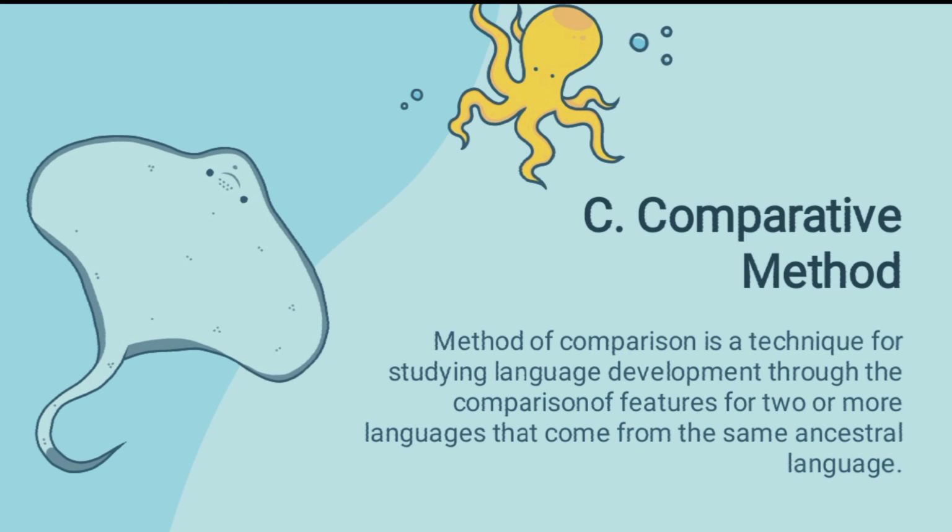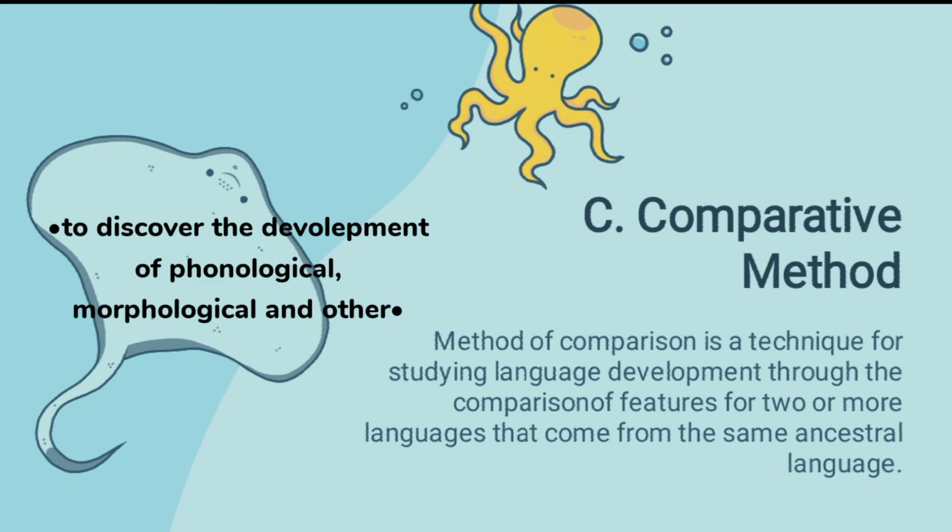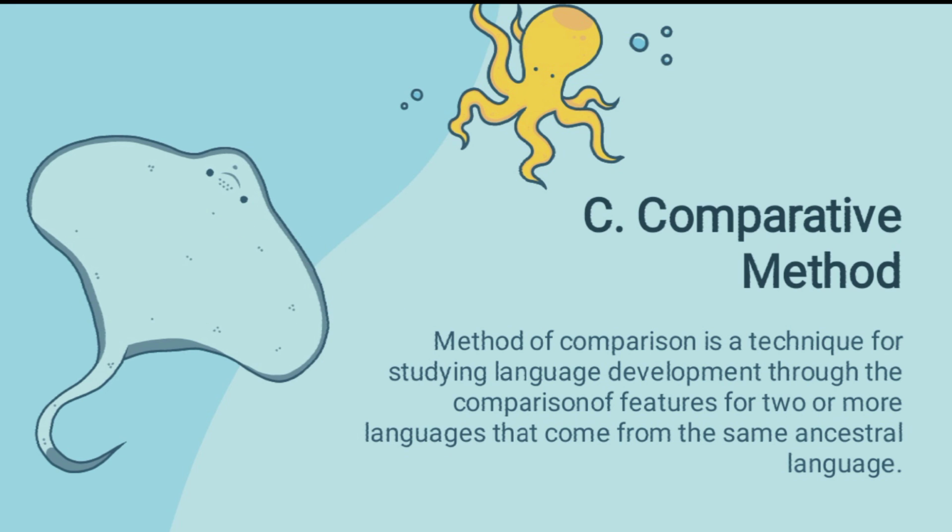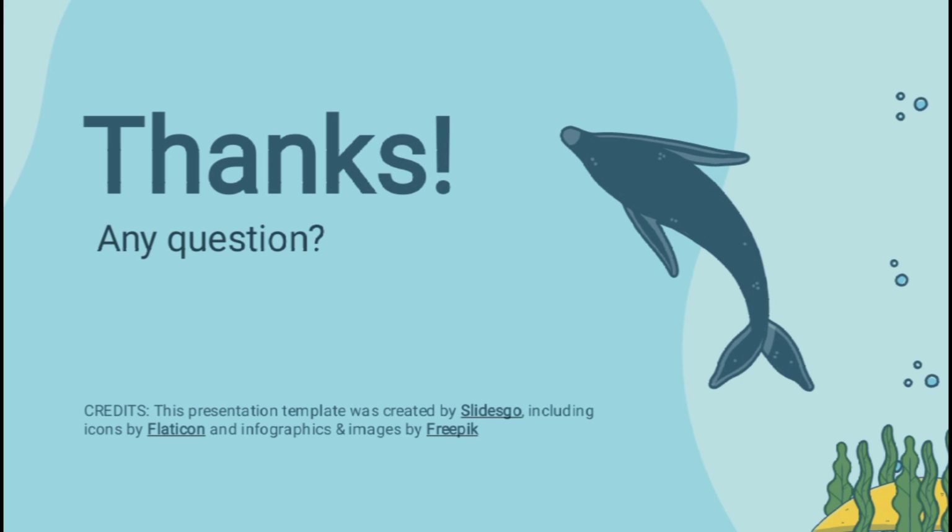Ordinarily, both methods are used together to reconstruct prehistoric phases of languages, to fill in gaps in the historical record of a language, to discover the development of phonological, morphological, and other linguistic systems, and to confirm or refute hypothesized relationships between languages. Okay, that is the explanation about historical and comparative linguistics.